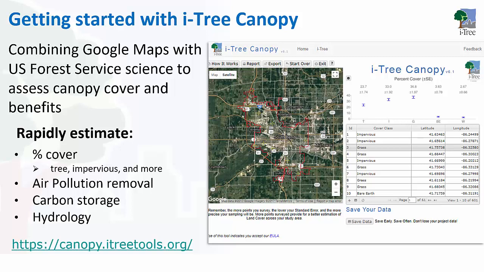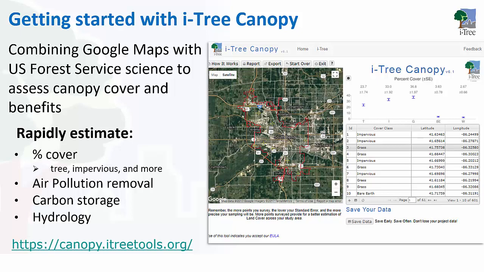So just real broadly, iTree Canopy combines Google Maps imagery with US Forest Service science to allow us to estimate the amount of canopy cover within a boundary and estimate the ecosystem services that canopy cover is providing. And those ecosystem services that we can estimate include air pollution removal, carbon storage and sequestration, and hydrology related benefits. This is a web-based tool, so you can get to it directly at canopy.itreetools.org, or you can get to it through the iTree website, which I'll show in a minute.